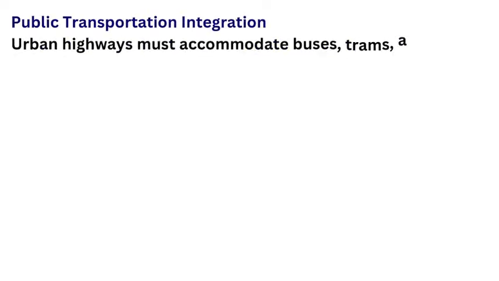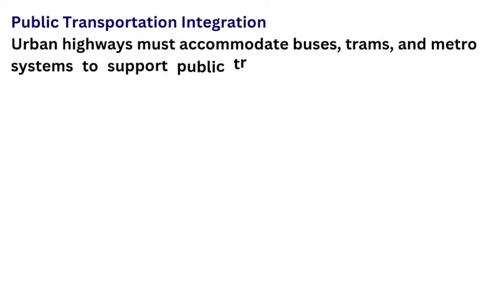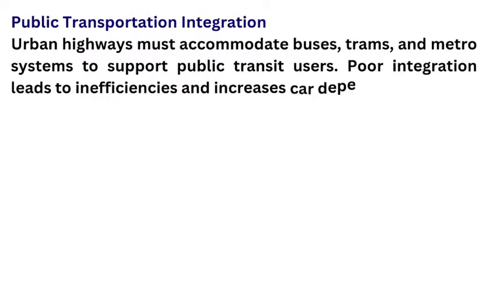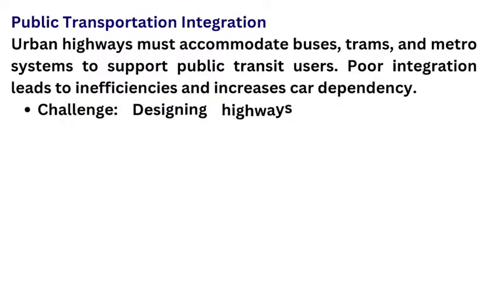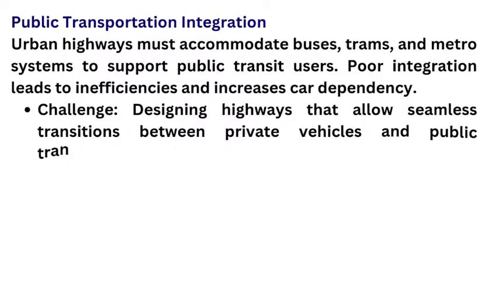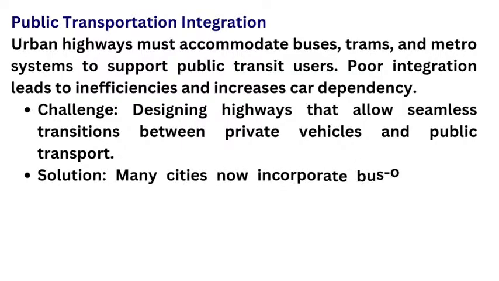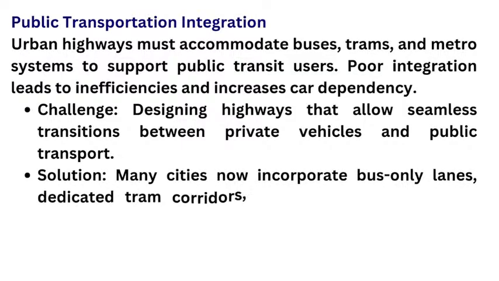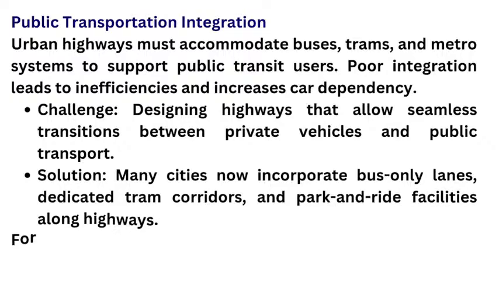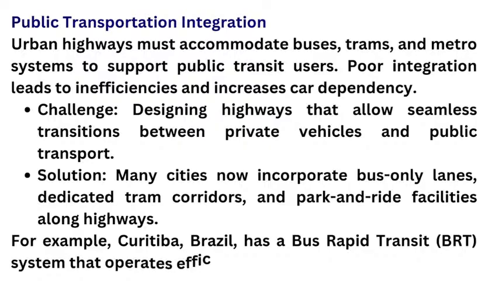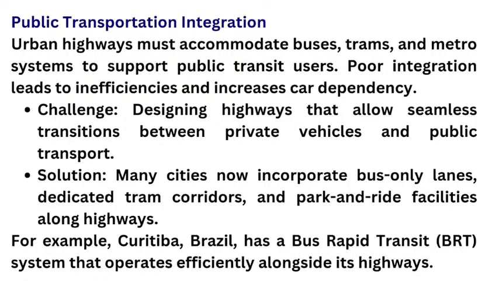Transportation integration. Urban highways must accommodate buses, trams, and metro systems to support public transit users. Poor integration leads to inefficiencies and increases car dependency. Challenge: designing highways that allow seamless transitions between private vehicles and public transport. Solution: many cities now incorporate bus-only lanes, dedicated tram corridors, and park-and-ride facilities along highways. For example, Curitiba, Brazil, has a bus rapid transit (BRT) system that operates efficiently alongside its highways.